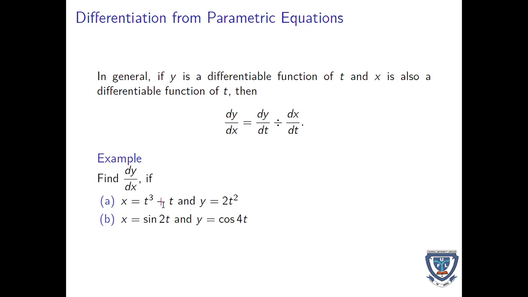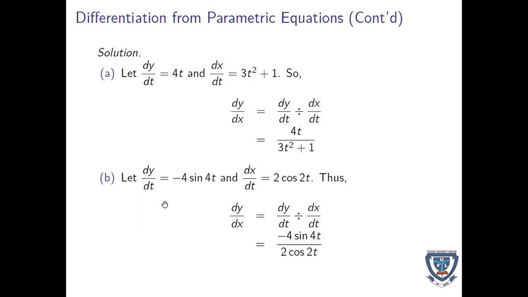Now we are going to find the derivative of those problems. Now solution, let dy/dt equal to 4t and dx/dt equal to 3t squared plus 1. So dy/dx will be equal to dy/dt divided by dx/dt, which is equal to 4t over 3t squared plus 1.